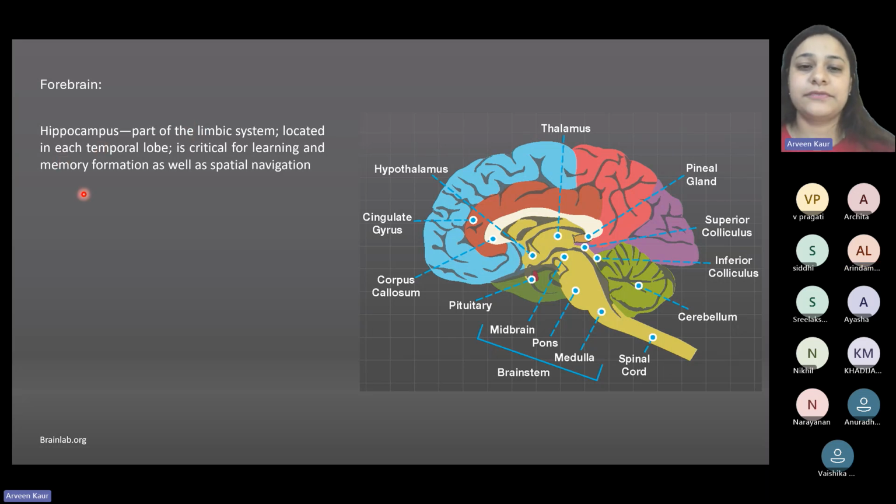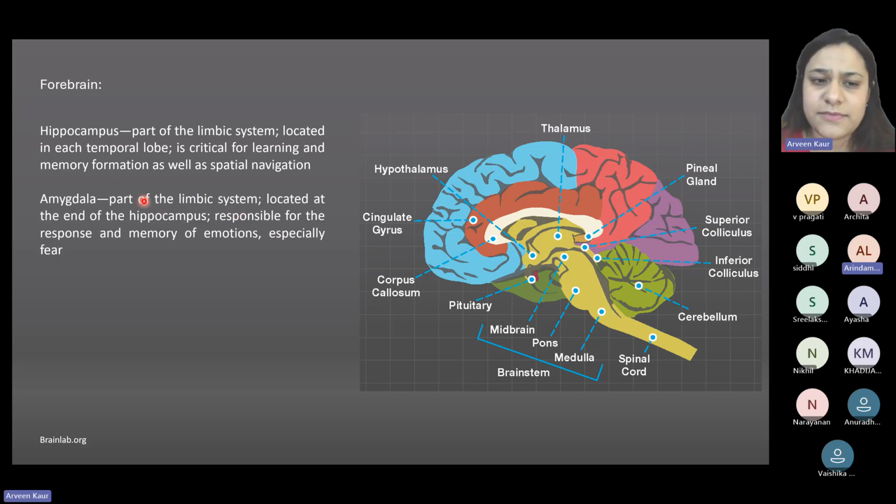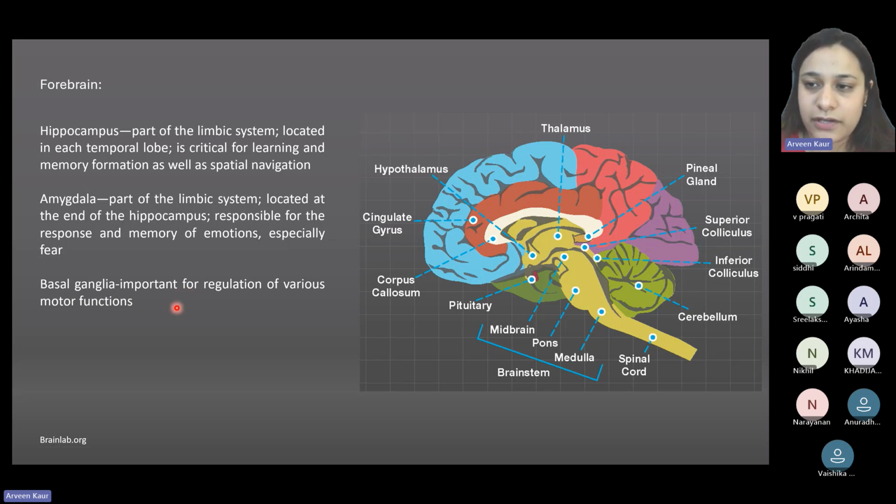So another part in the forebrain is the hippocampus, which is part of the limbic system. It basically is located in each temporal lobe, right? So both the sides temporal lobes will have the hippocampus, and it is critical for learning and memory formation as well as for spatial navigation, right? Then comes amygdala, which is also a part of the limbic system and is located at the end of the hippocampus. Also, it is responsible for the response and memory of emotions and especially of the emotion that is fear. Then basal ganglia again is important for regulation of various motor functions.